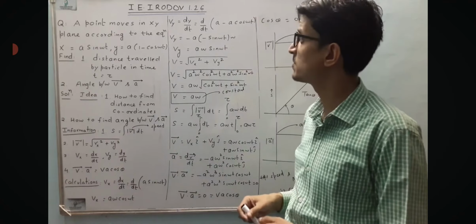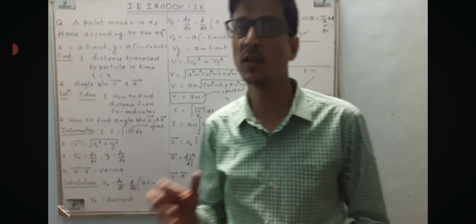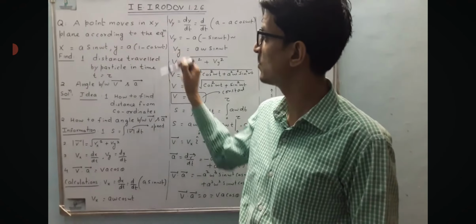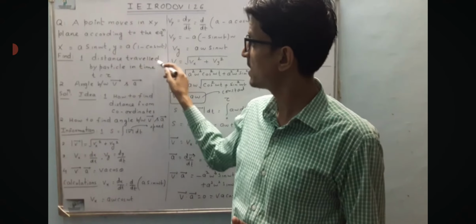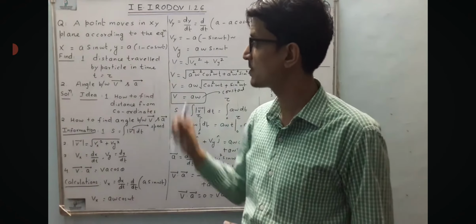It's 1.26. It says that a particle is moving in the xy plane such that the coordinates x and y are related by x is equal to a sin omega t and y is equal to a into 1 minus cos omega t. You need to find first, the distance traveled by the particle in time t is equal to tau, and second, the angle between velocity and acceleration.